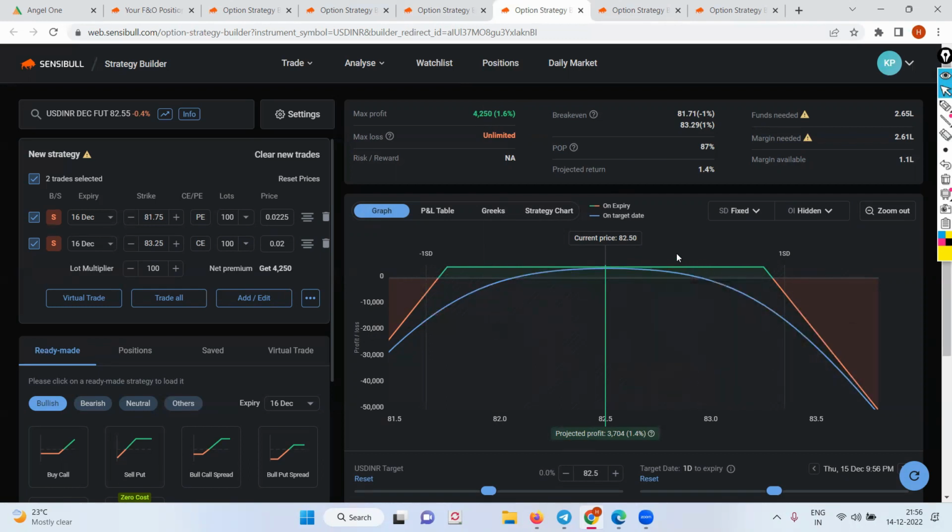Do you think within 1.5 days, this will make a one-sided upside or downside? Check the probability. Probability says 87%, but I would say at least 100%. At least in 1.5 days, we cannot expect it to go $1. Okay, now we have discussed USD INR also.